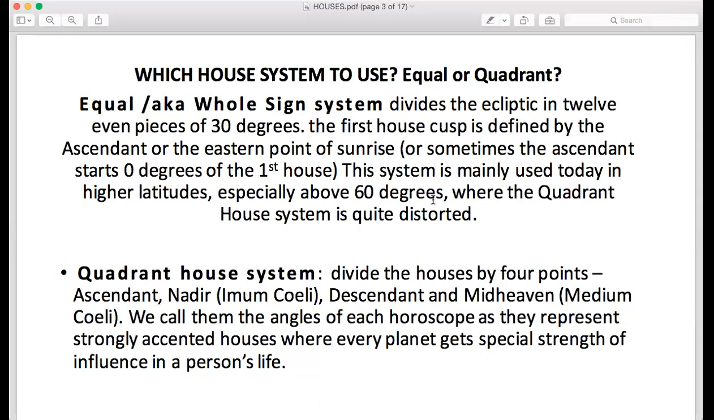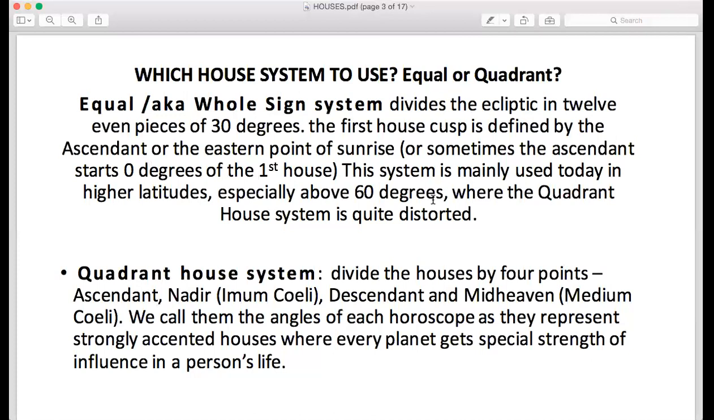The system that is distorted by this is the quadrant house system, where we use the ascendant, descendant, midheaven, and nadir to calculate where the houses would be. It's not that it's useless. It is completely useful. We just use it for different things. Use both, how about that?